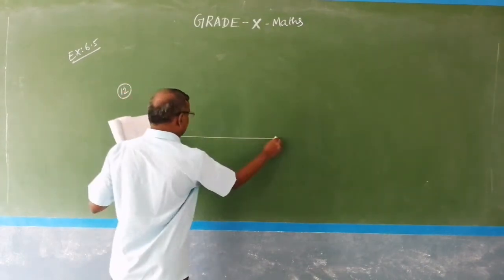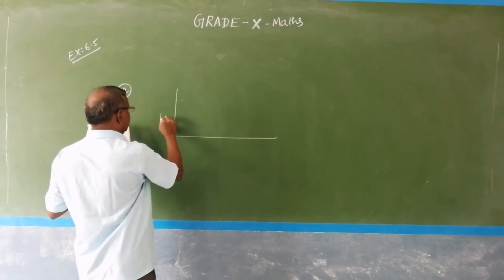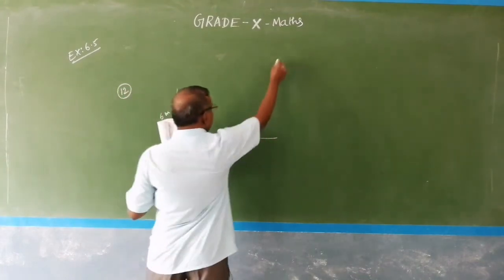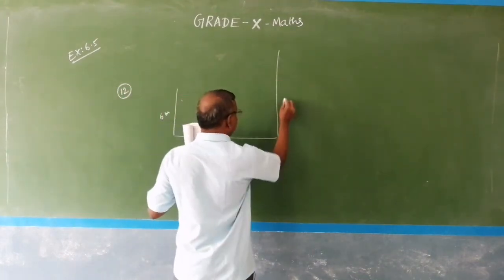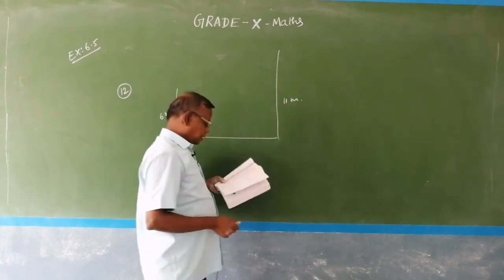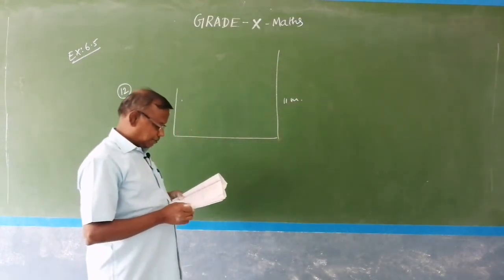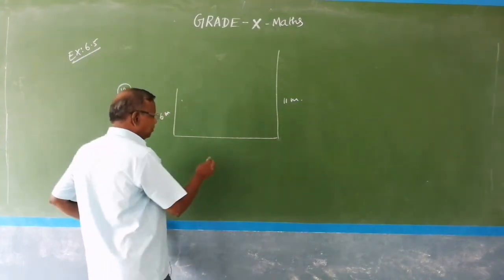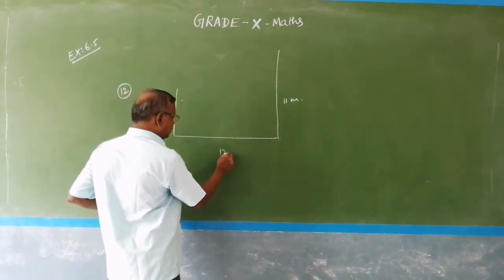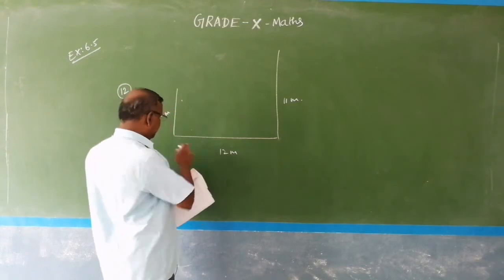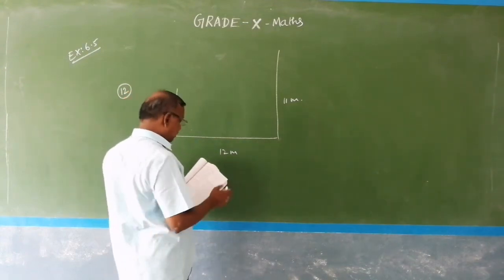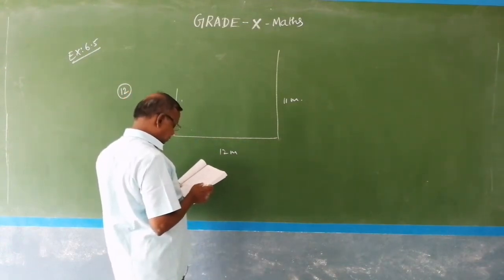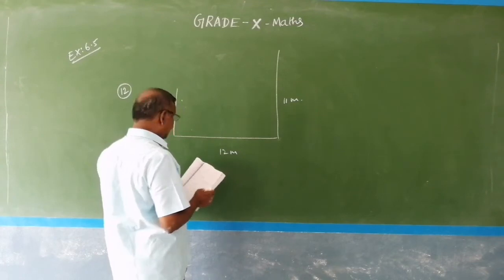So let us draw a ground. One pole is 6 meter, another pole is 11 meter, given. Two poles of 6 meter and 11 meter stand on a playground. If the distance between the feet of these two poles is 12 meter, so the distance between the feet of the poles here is 12 meter. Find the distance between their tops.